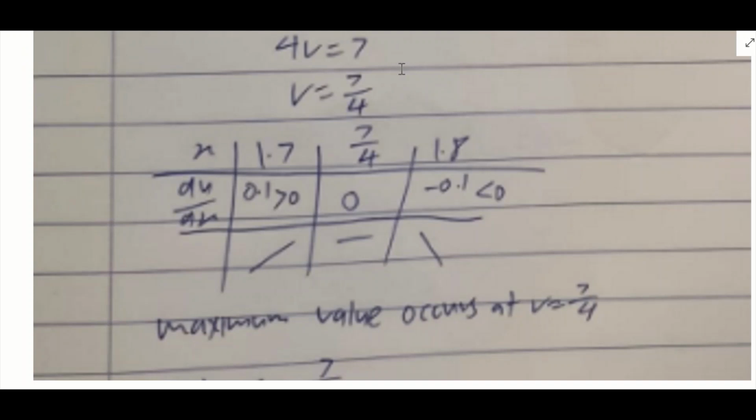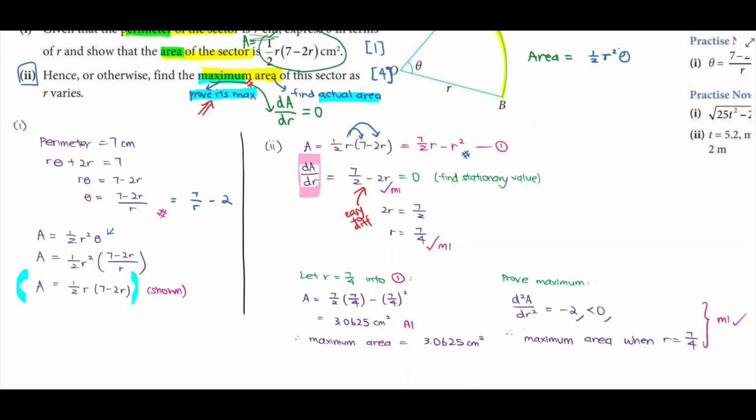If you don't use second derivative, your first derivative test will look like this. Of course, maybe I will modify a bit. It's not x or dy dx. What should it be instead? It should be r and dA over dr. But it will still give you maximum. Prove maximum. Okay, so this is the end of the video.